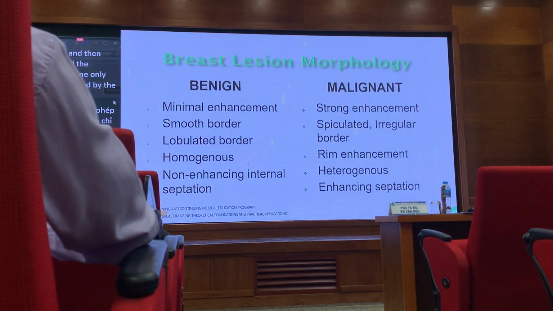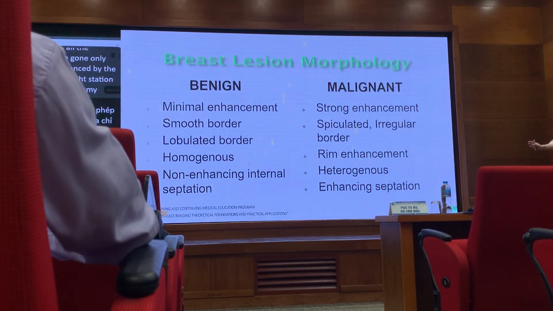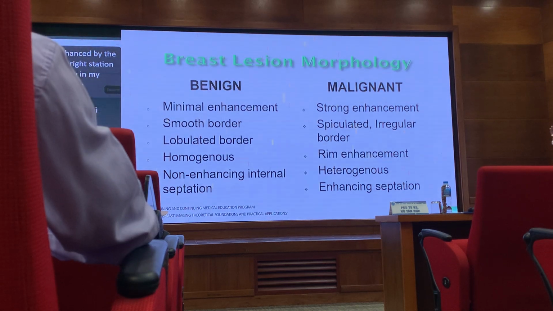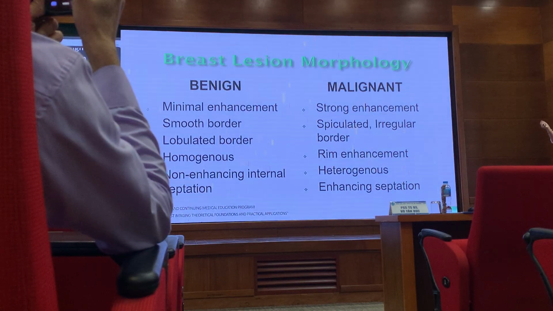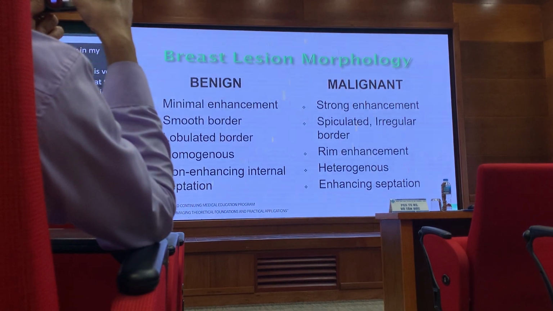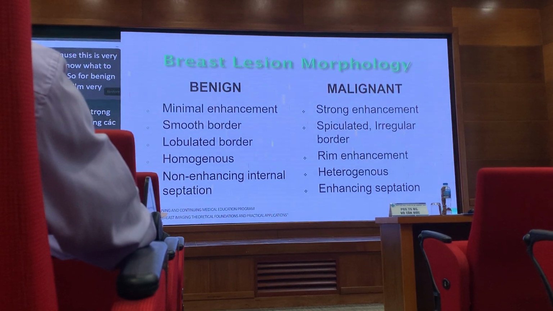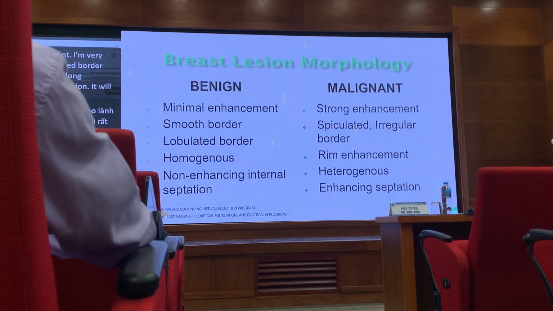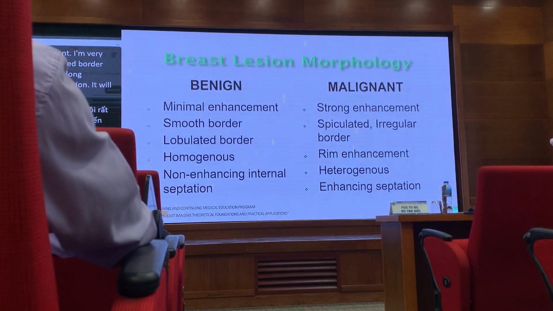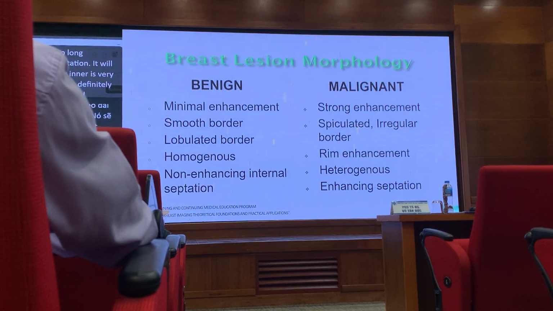So for the breast lesion morphology, benign and malignant, today we also keep on emphasizing this, because this is very important in order for us to know what to see in the images, right? Benign is minimal enhancement with a very smooth border, lobulated border, homogeneous, and also non-enhancing internal septation. It will be quite easy to differentiate. Malignant is very strong enhancing, you can directly see it, with a spiculated irregular border or rim enhancement.